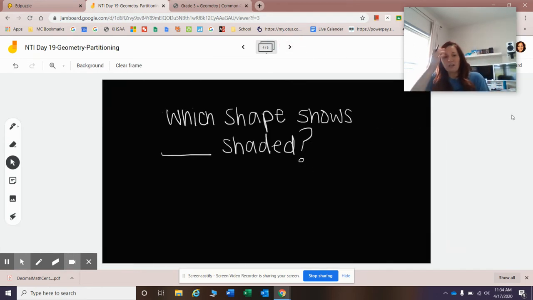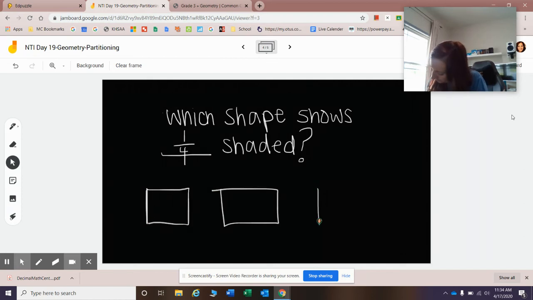So another question that you might be asked is which shape shows blank shaded? Now I put blank because I'm just going to put in a bunch of different fractions, and then I'm going to give you some options, and you have to be able to identify which one of those shapes is shaded. Okay, so if I said which shape shows 1/4 shaded, and these were your 3 different options.